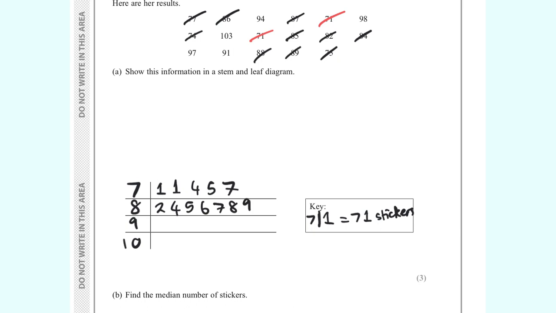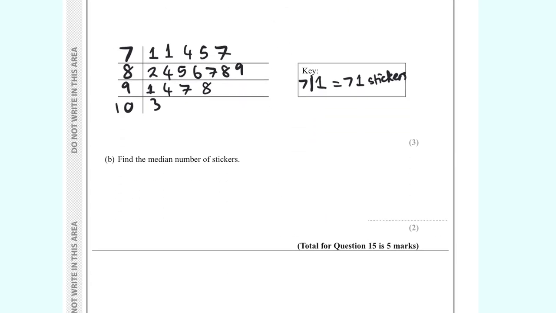Now on the 90s, 91, 94, 97, 98. Crikey. And last but not least, 103. Now we've done all of them. Thank goodness. 3 marks in the bag for that. Quite a lot of work actually, if you think about it. It's not super hard, it's just a lot of effort.